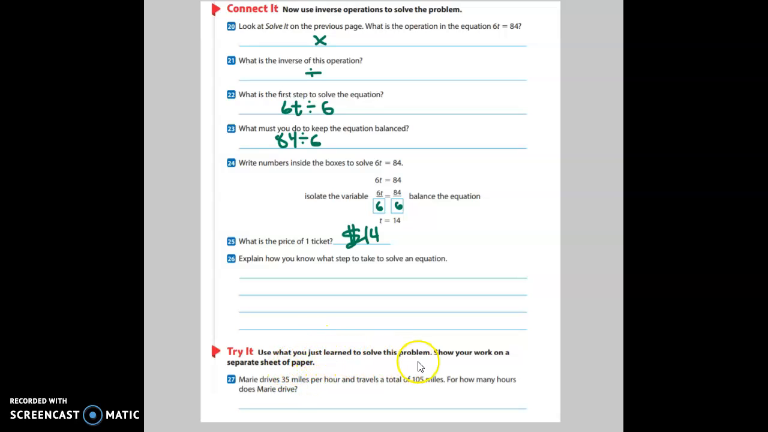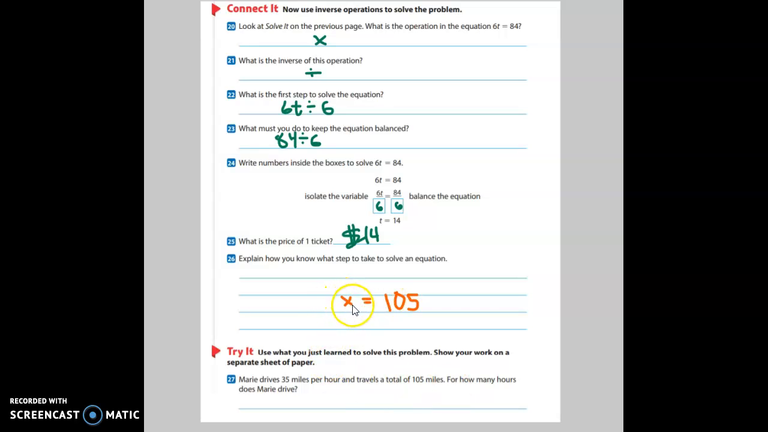Use what you just learned to solve this problem. Show your work on a separate sheet of paper. So go ahead and pause this and try it on your own first, and then come back and see if you did it right, or if you were on the right track. I'm going to do it in a different color. I'm going to use this space right here. So it says, Mary drives 35 miles per hour and travels a total of 105 miles. For how many hours does Mary travel? So we know she travels a total of 105 miles. We know that she's going at a constant speed of 35 miles per hour. We want to figure out how many hours she traveled.